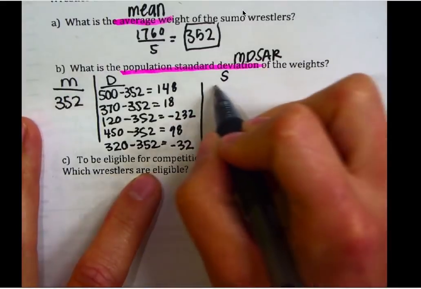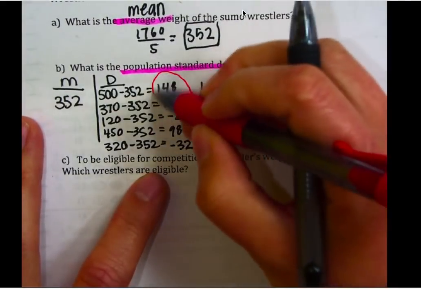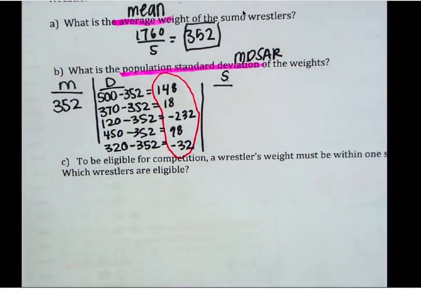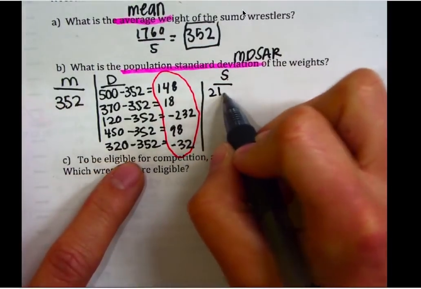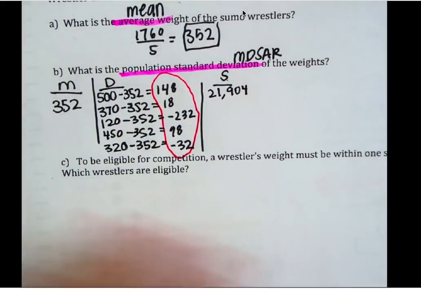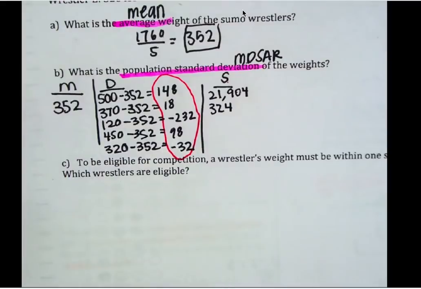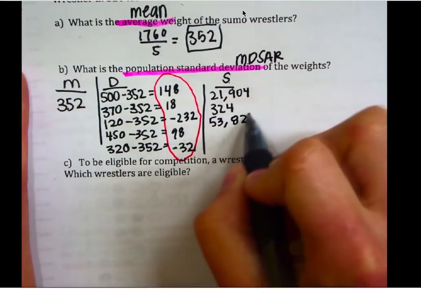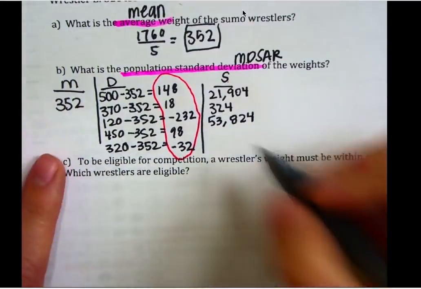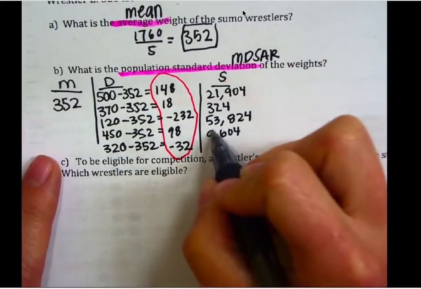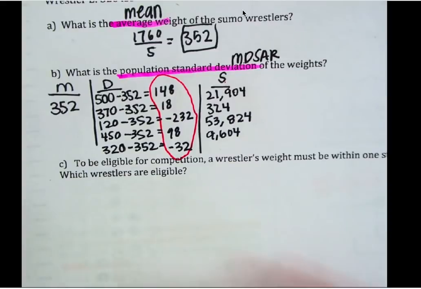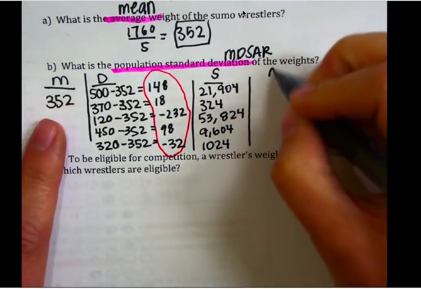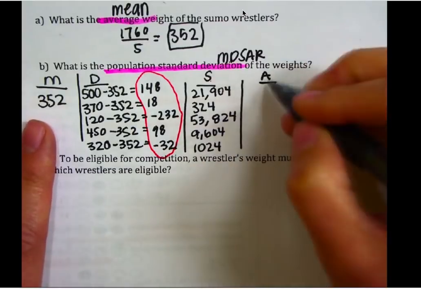All right, so now I'm taking all of those values from step 2 and I'm going to square them. S stands for squaring. So 148 squared is 21,904. 18 squared is 324. Negative 232 squared is 53,824. 98 squared is 9,604. And negative 32 squared is 1,024. So that's step 3.